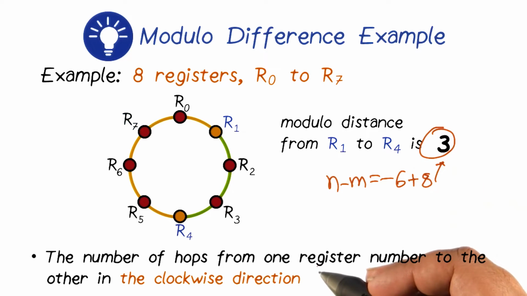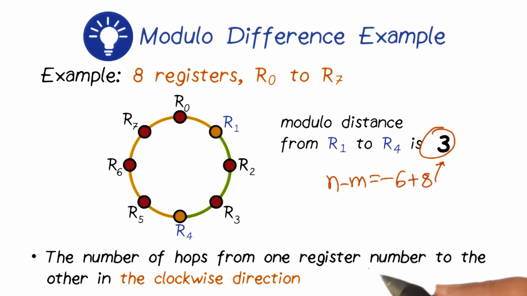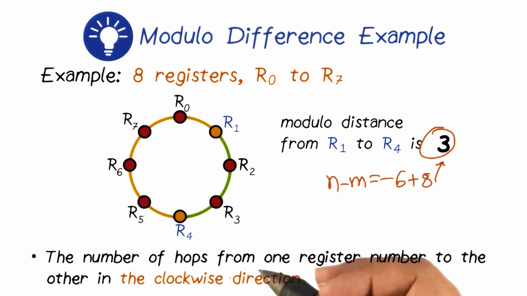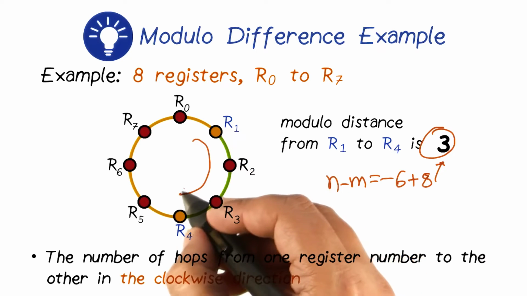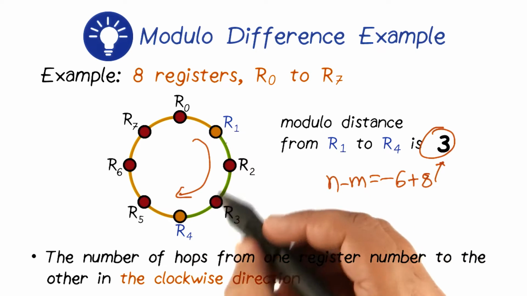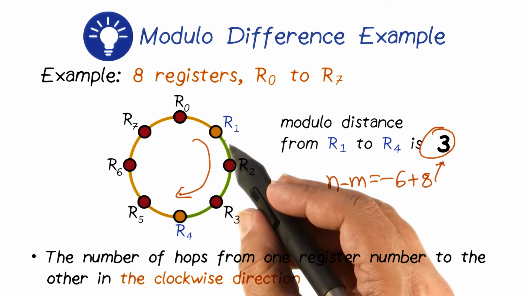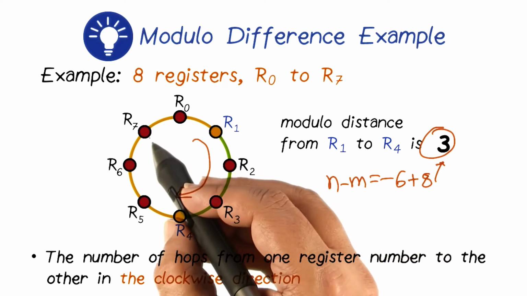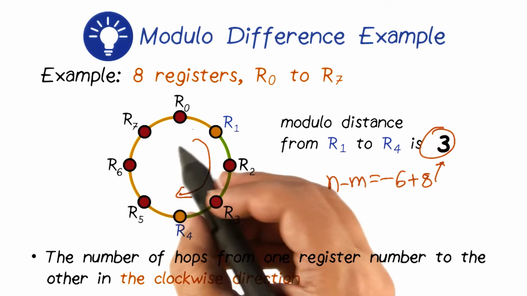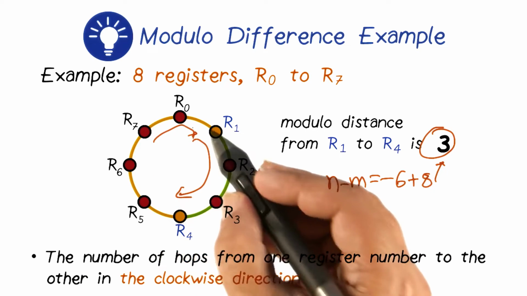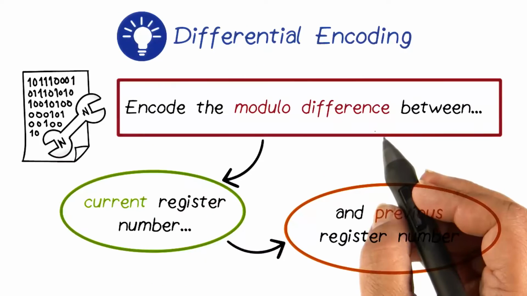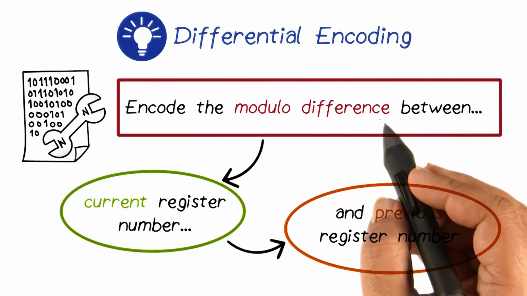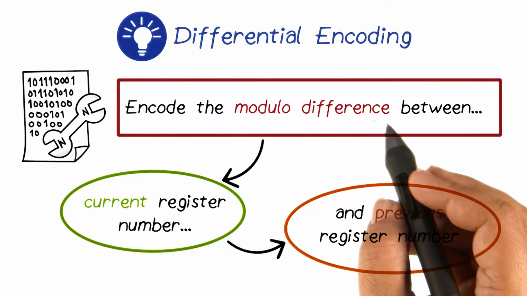So what is really this modulo difference? The modulo difference is really the number of hops from one register number to the other in the clockwise direction. As you can see here, from R1 to R4, the number of hops was equal to 3, and that was the modulo difference here. In a similar way, from R7 to R1, it is again the number of hops in the clockwise direction. So what is really the differential encoding scheme that we are discussing here?